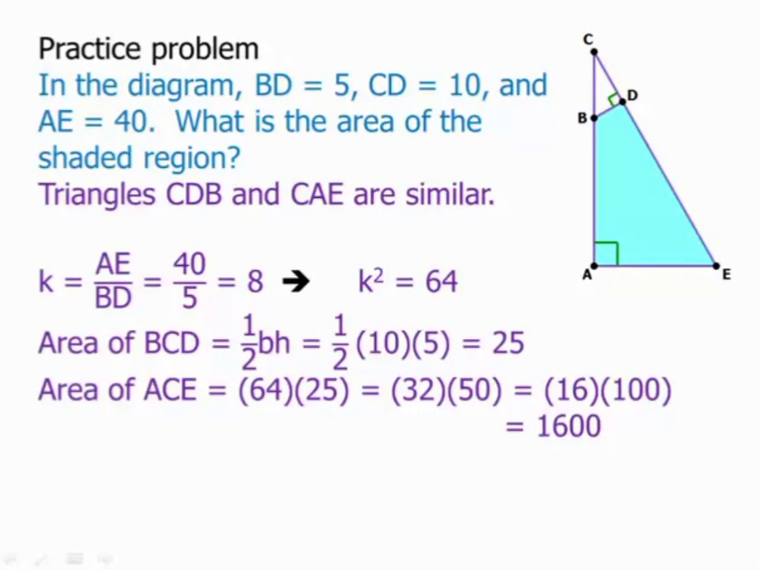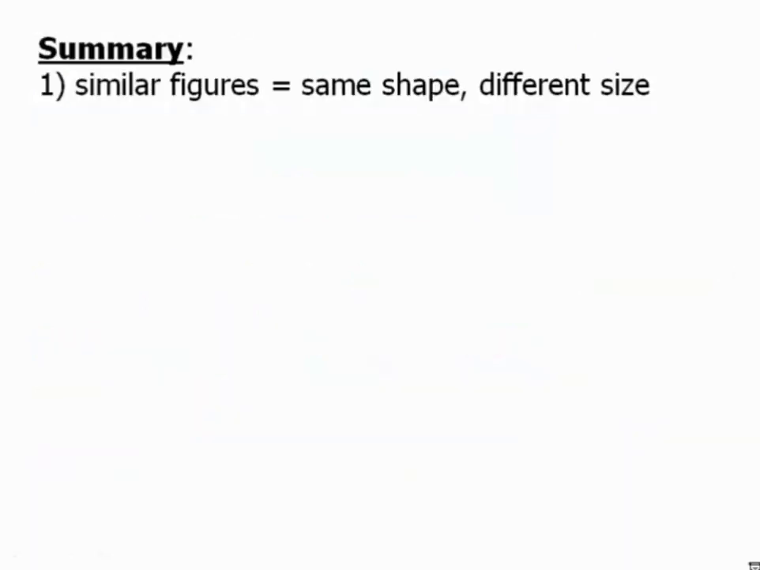And of course, the shaded area is just large triangle minus small triangle. And so that's going to be 1600 minus 25, which is 1575. That's the area of the shaded region.